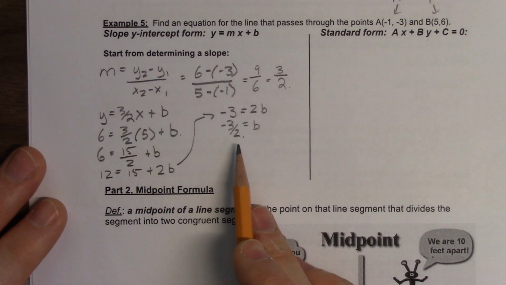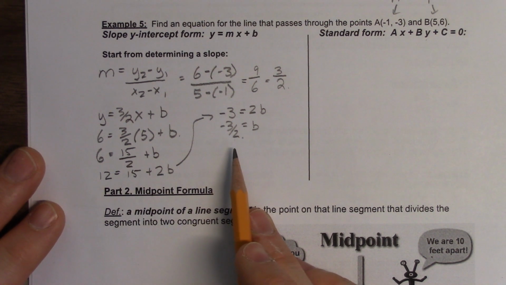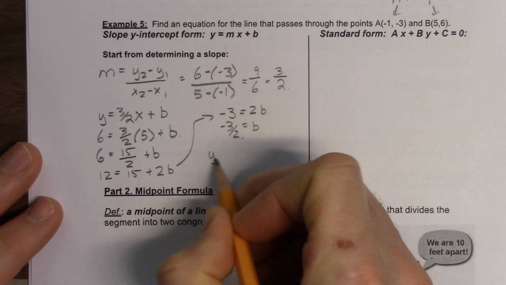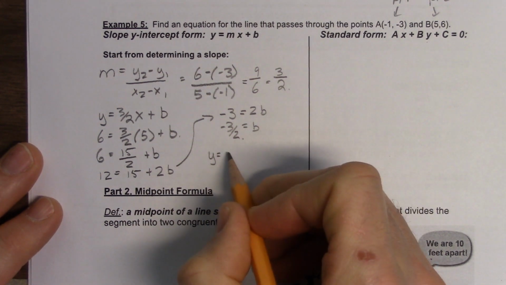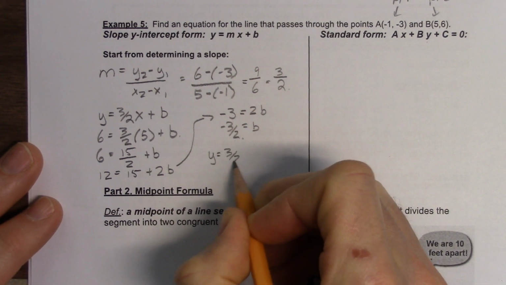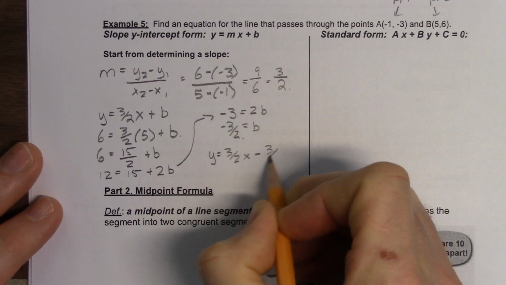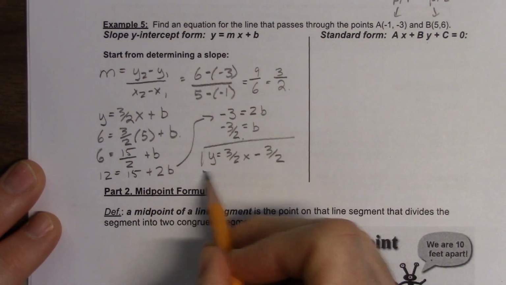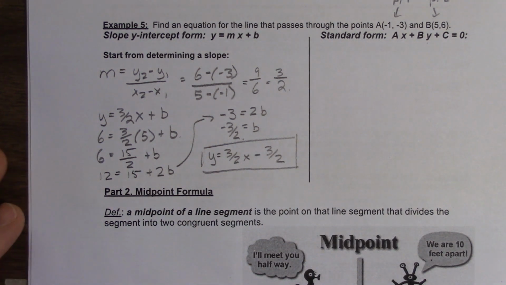Okay? Any questions there? All right, so our formula is what then, Andrew? y equals? y equals 3 over 2x minus 3 over 2. Nice. Beautiful. There's our equation in slope y-intercept form. Ethan, yeah?